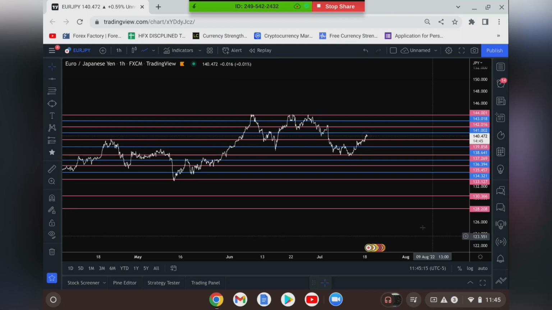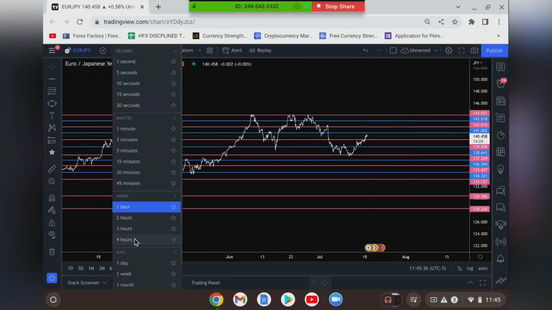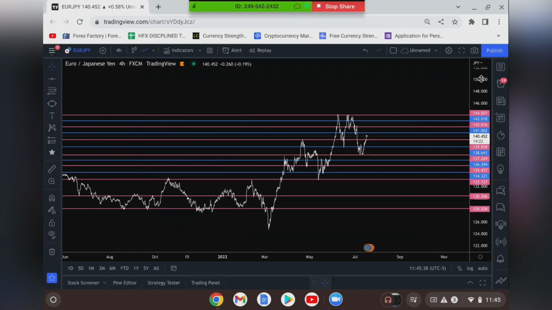So yes, I have my 4-hour zones here represented in pink, and then I have my 1-hour zones here represented in blue. So now that I have marked up my support and resistance zones, the next thing I would want to do is determine the overall trend. So I'm actually going to scale back up to the 4-hour really quick. I should have done this on the 4-hour, but it's okay.